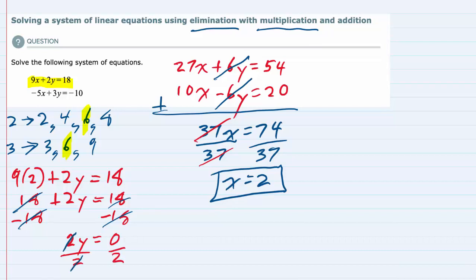Those 2's cancel, leaving me with just y equals, on the right-hand side, 0 divided by 2 is 0. So we have our solution. The x value is 2 and y is 0.